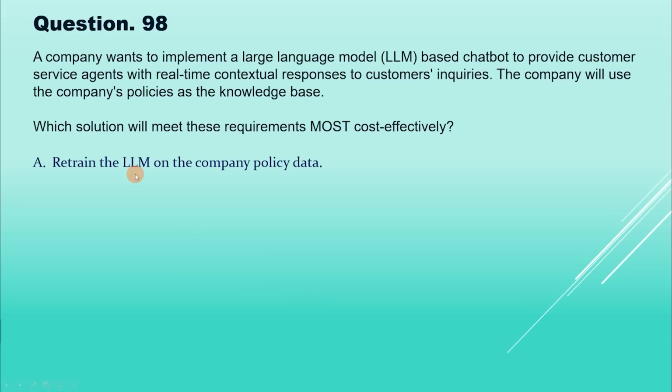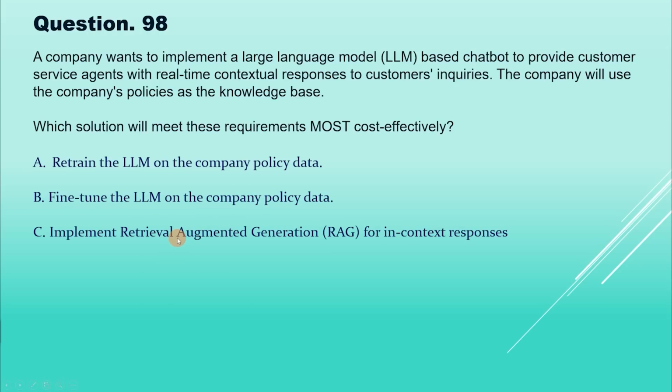Option A, retrain the LLM on the company policy data. Option B, fine tune the LLM on the company policy data. Option C, implement retrieval augmented generation for in context responses. Option D, use pre-training and data augmentation on the company policy data. Take your time to guess the correct answer.